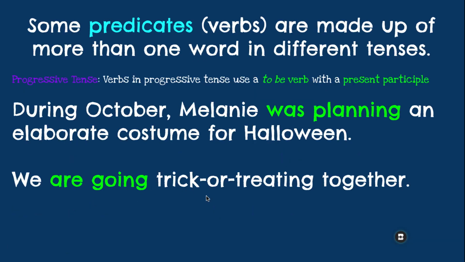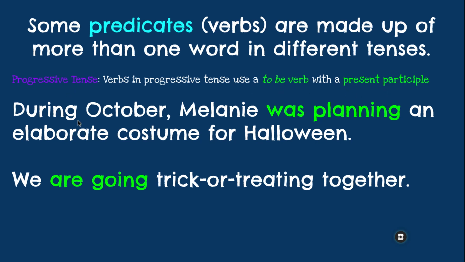Some predicates, again, remember those are verbs, are made up of more than one word in different tenses. And when you're doing your practice homework, No Red Ink is going to want you to select all of the words that make up the complete verb phrase. For example, we have the progressive tenses. This is when you're going to find one of those to be verbs with what we call a present participle.